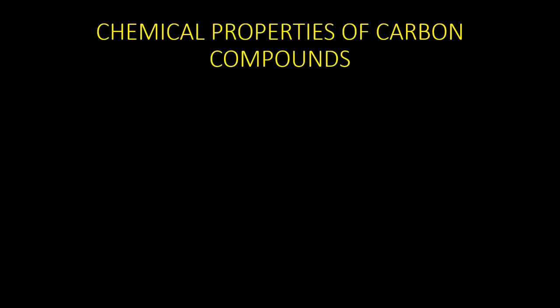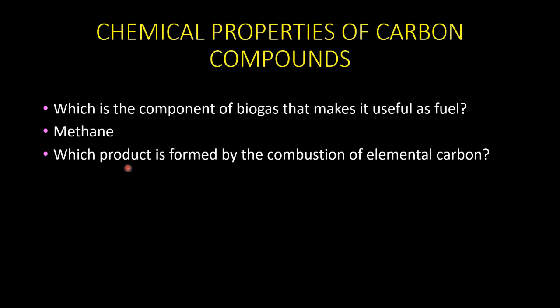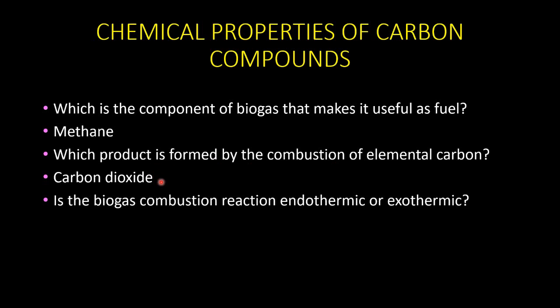Let us learn about the chemical properties of carbon compounds by brushing up our previous knowledge. Which is the component of biogas that makes it useful as a fuel? You have learned about it in your 9th standard. It is methane. Which product is formed by combustion of elemental carbon? It is carbon dioxide gas.